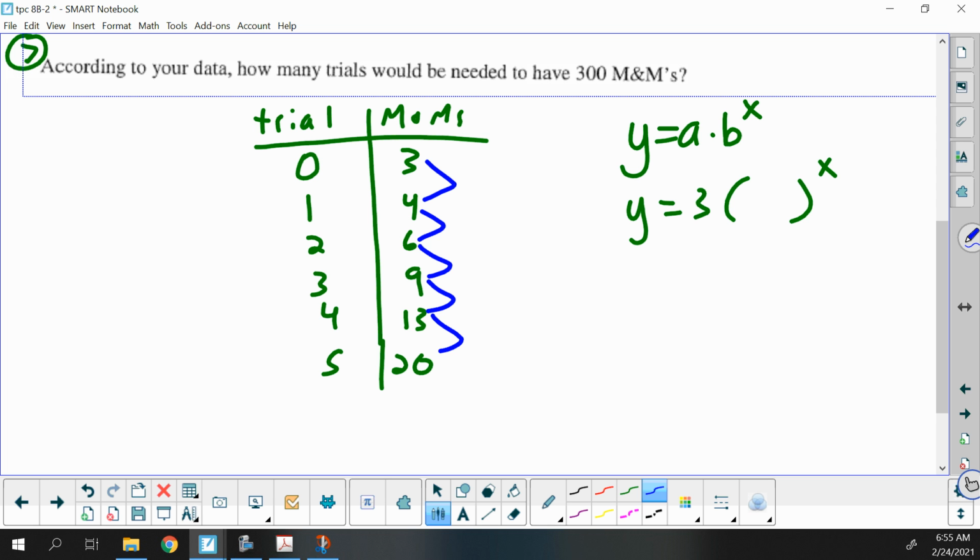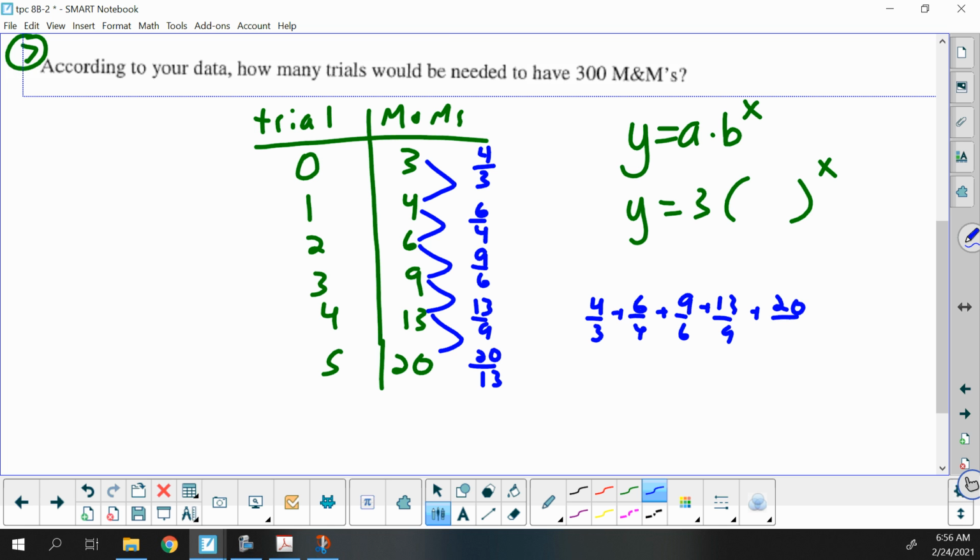So we always do y2 divided by y1. So this will be 4 over 3. This will be 6 over 4. This will be 9 over 6. 13 over 9. And the last one will be 20 over 13. So then what I'm going to do is add those up, and I'll divide by how many there are.